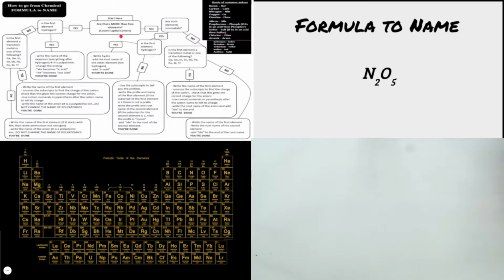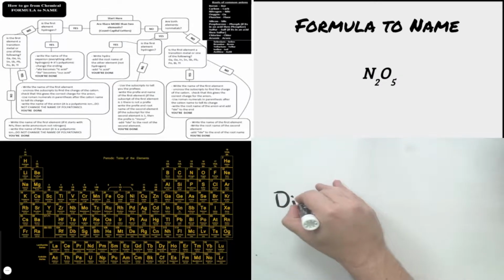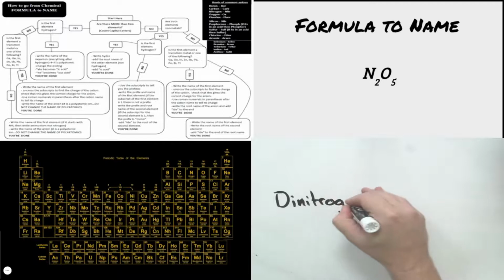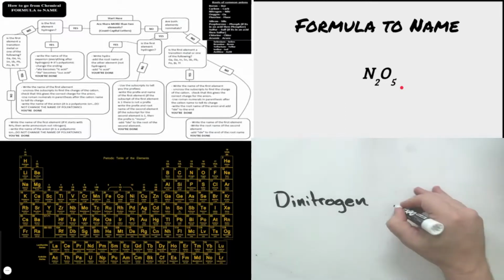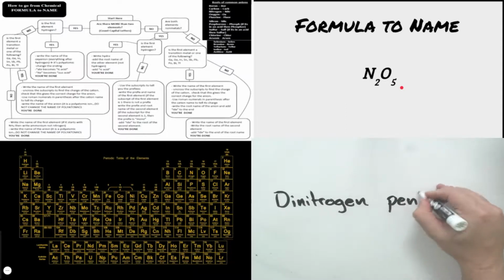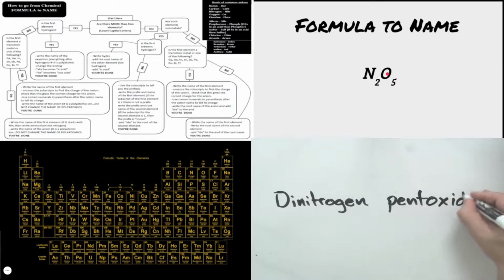N2O5. Okay, are there more than 2 elements? No. Are both elements nonmetals? Yes. Is the first element hydrogen? No. So I'm going to do the subscripts and prefix thing again. So this time I have a subscript in my first one. So that 2 is di, and the element is nitrogen. So I write dinitrogen, and then my prefix is going to be penta again because it's 5. And oxygen is OX and IDE.